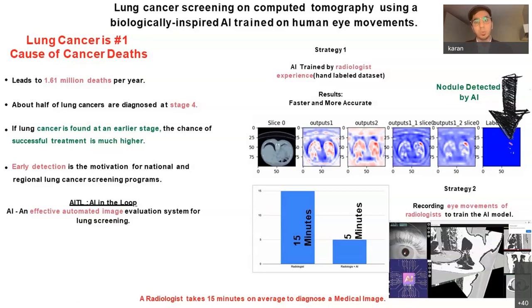So our strategy 2, which we are building right now, is we are capturing the gaze of the radiologist, and we are trying to train the model on how the radiologist looks. So this will be more accurate than strategy 1. And the future is not to remove the radiologist or doctor from the loop, but to add AI and machine learning based tools in the loop, and the doctors will be able to leverage them to give a more accurate and faster result. So it will aid them to look at the specific spot. Thank you.